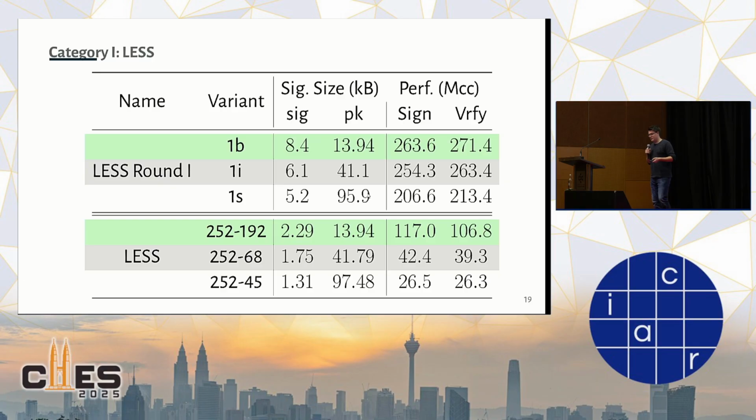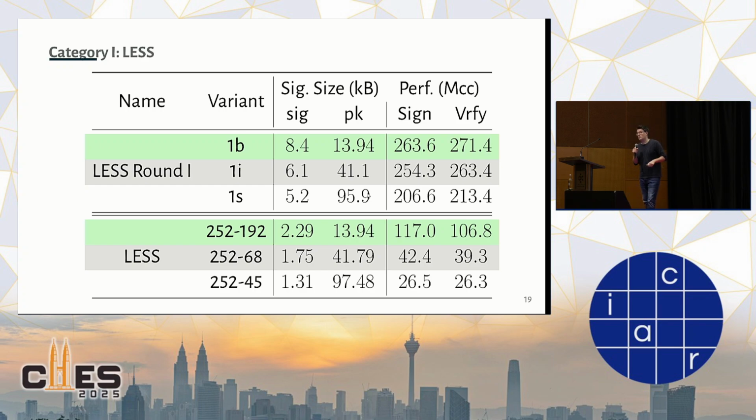Let us first compare LESS against itself. On the upper half, you see the original round 1 submission. On the lower half, you see the current state. And if we are now comparing what I call the flagship parameter set, these are the first lines, you see that our signature size got reduced by a factor of 4.